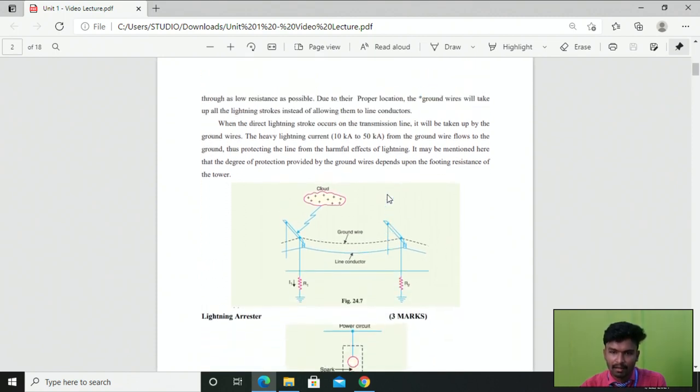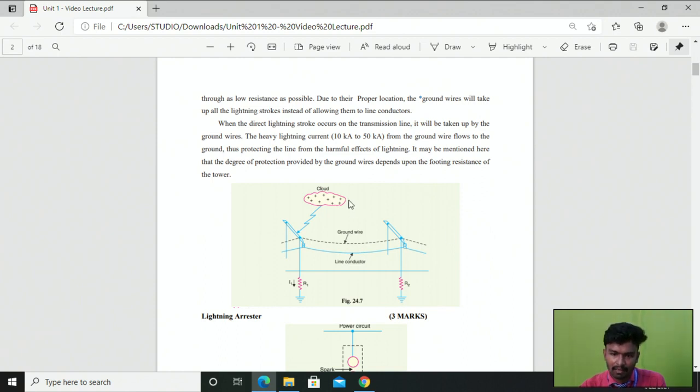Due to their proper location, the ground wire will take up all the lightning strokes instead of allowing them to reach the line conductors. Whenever lightning strokes occur on the transmission lines, you can look at this schematic diagram. Here we have our tower, one line conductor, and above our line conductor we have shown the ground wire, right? So this is the structure of ground wire protection. Whenever a lightning stroke occurs on the transmission line, it will be taken up by the ground wires.